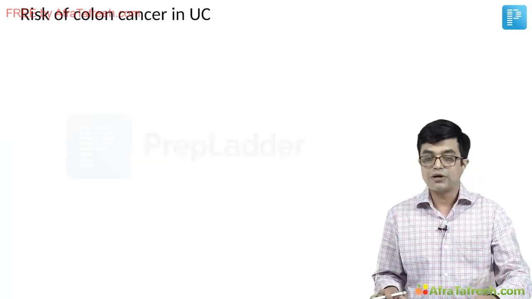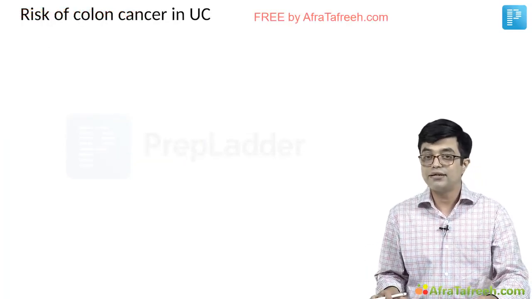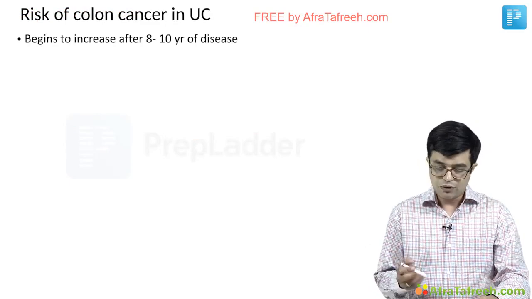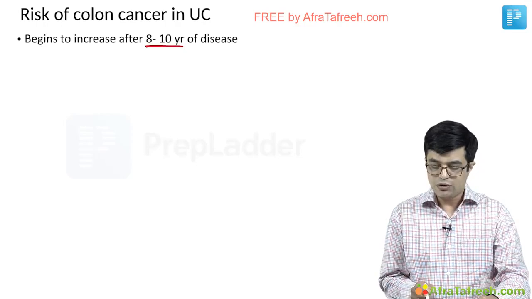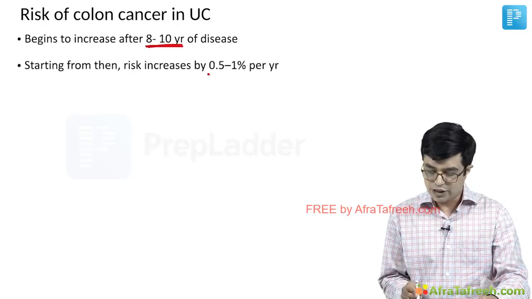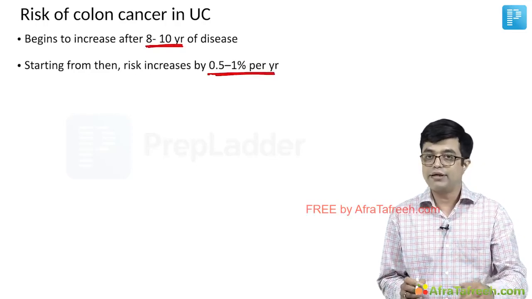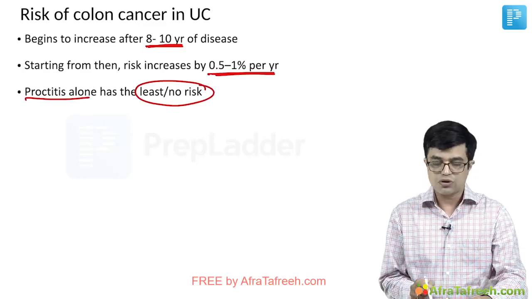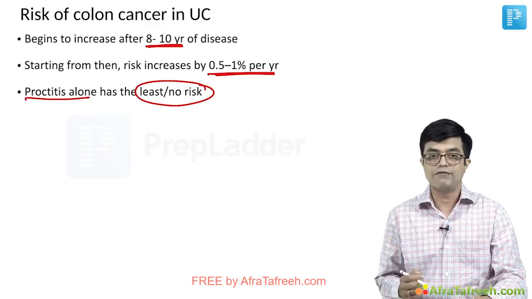Now, what is the risk of colon cancer? Colon cancer is a reality in ulcerative colitis and a major cause of long-term morbidity and mortality. The risk of colon cancer begins to increase after 8 to 10 years of diagnosis with the disease. The risk is almost 0.5 to 1% per year starting from 8 to 10 years. So, proctitis alone, if it is present, almost no risk is there. Pancolitis will have the maximum risk.